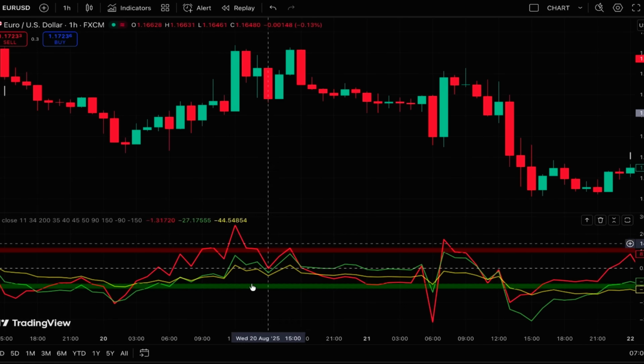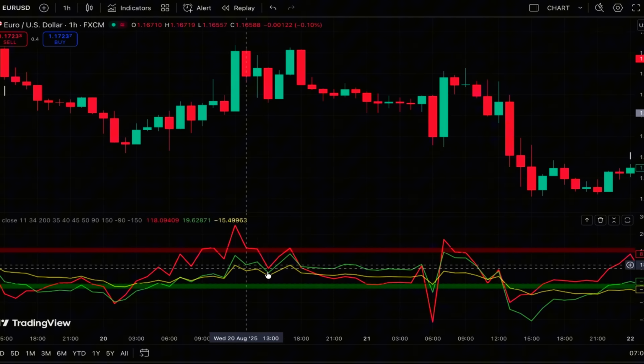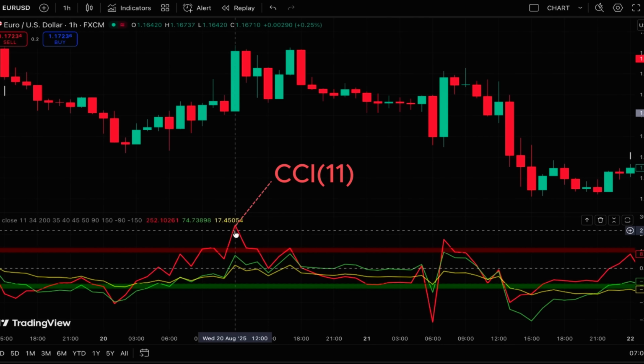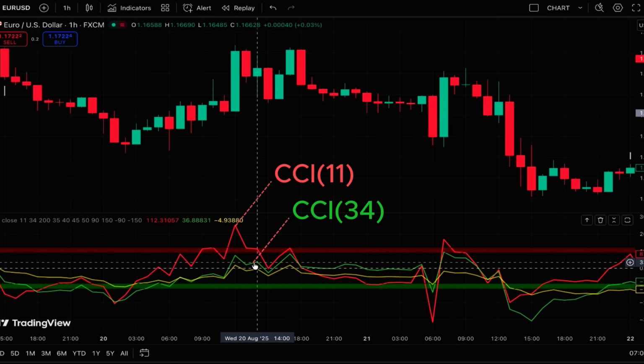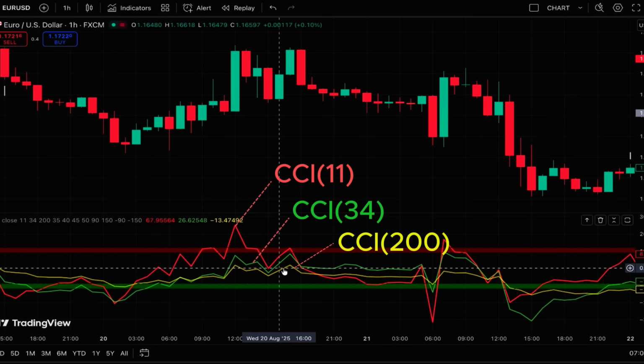Alright, getting back to our indicators. So here we have 3 CCIs. We have this red line, which is a short-term CCI with length of 11. Then we have this green line, which is a mid-term CCI with length of 34. And then we have this yellow line, which is a long-term CCI with length of 200.